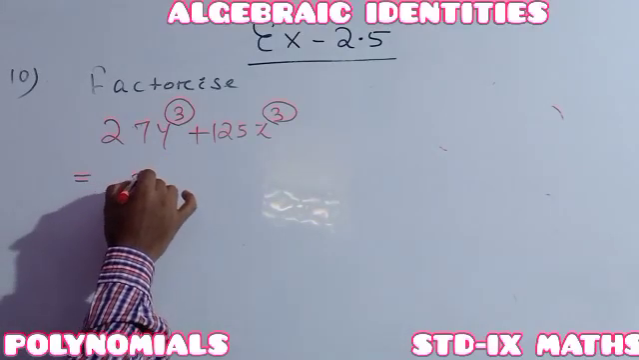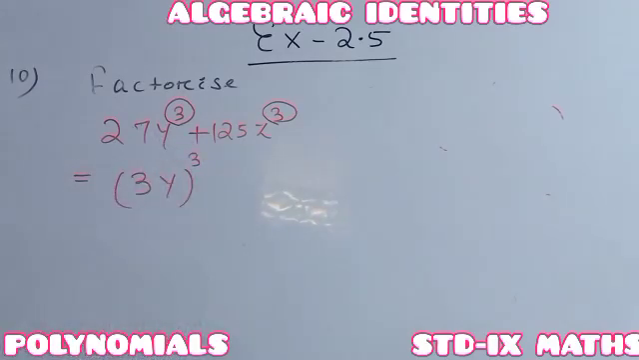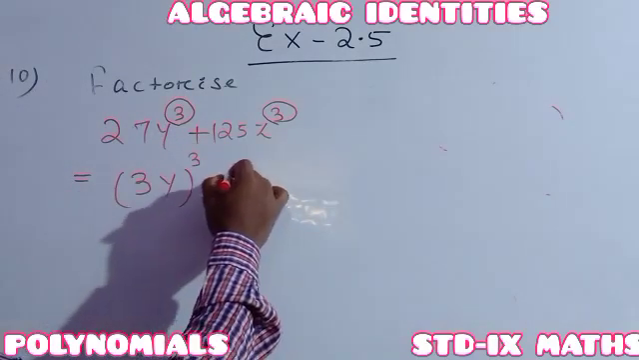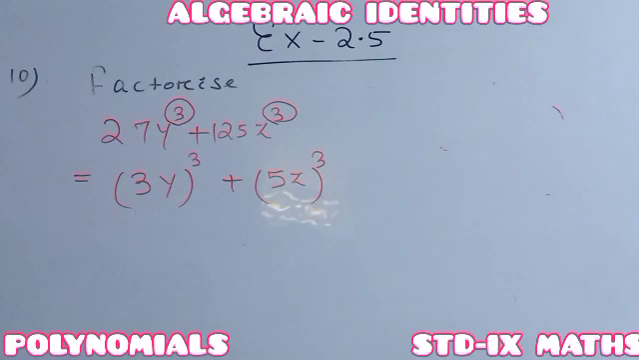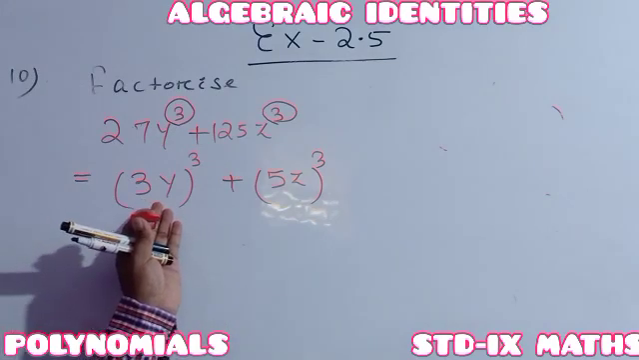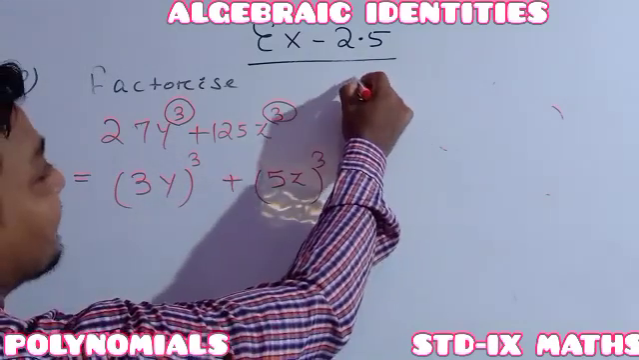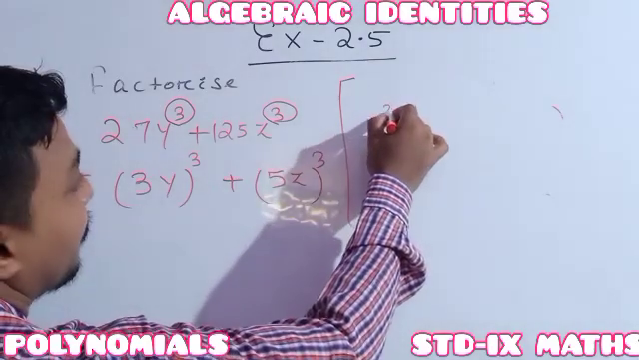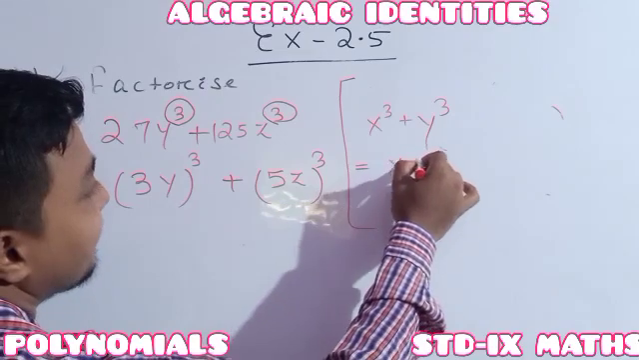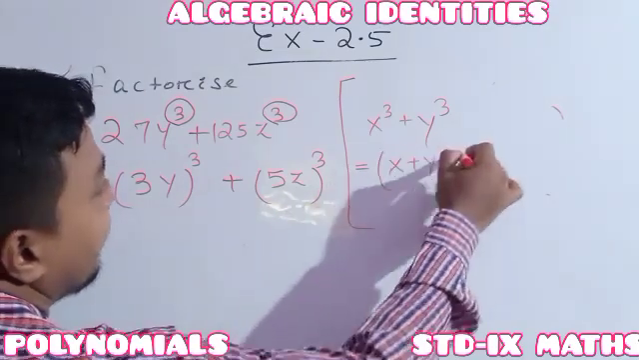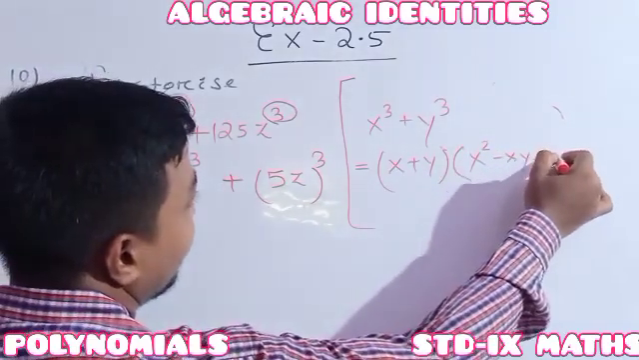See, 27y cube means (3y) whole cube. And this one is the cube of 5z, 5z its cube, it will be this much. So it is given in the expansion form of the x cube plus y cube format. And the formula was already told to you: x cube plus y cube is x plus y within the bracket, x square minus xy plus y square.